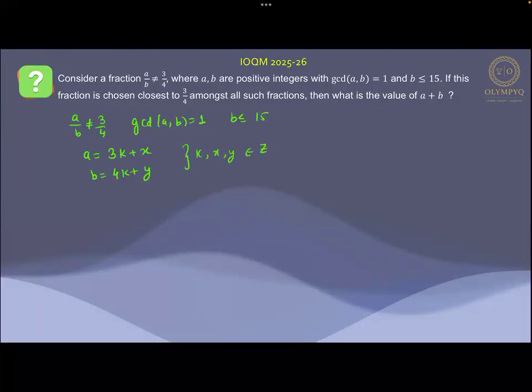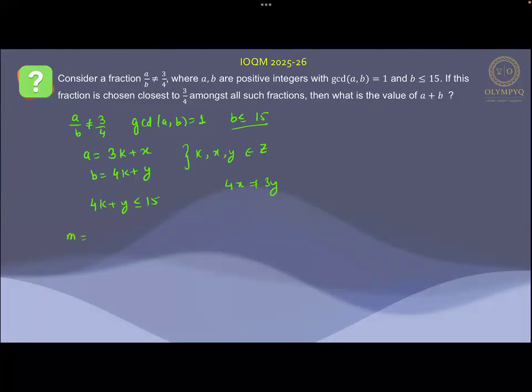Along with that, 4k plus y has been given less than or equal to 15, as b has been mentioned as less than or equal to 15. Also 4x cannot be equal to 3y. So these are the two conditions.